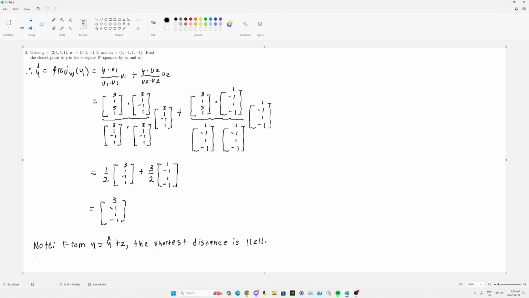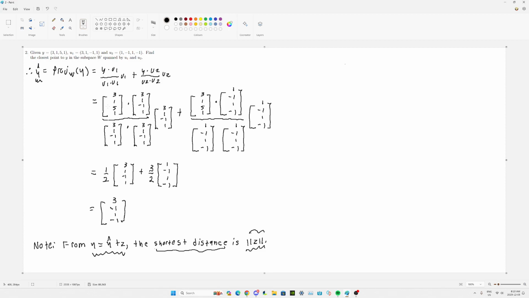I just wrote a note down here as well. If it asks you for the shortest distance, you're going to want to take the length of z. This comes from our decomposition of y into two vectors, y hat and z. If it's shortest distance, find the norm of our z. If it's the closest point, we're going to want our y hat. So just make sure you keep track of that.